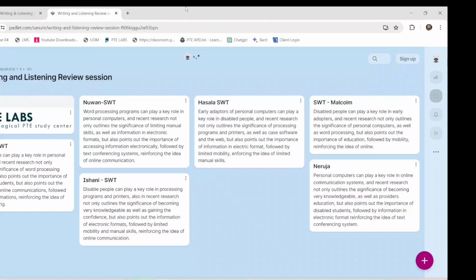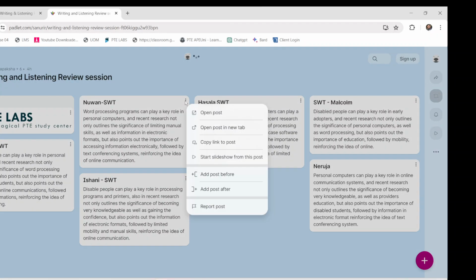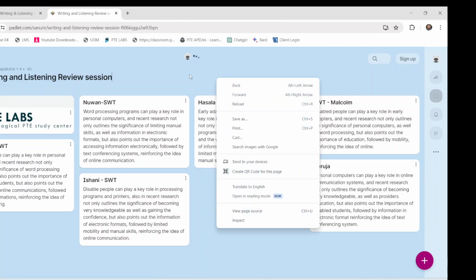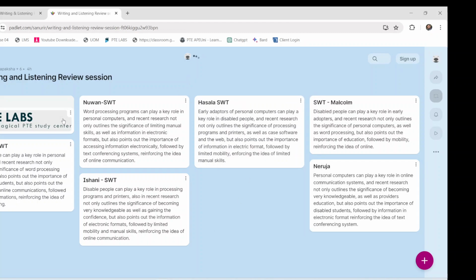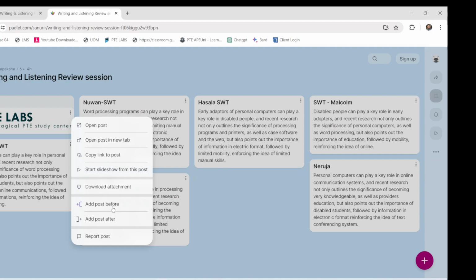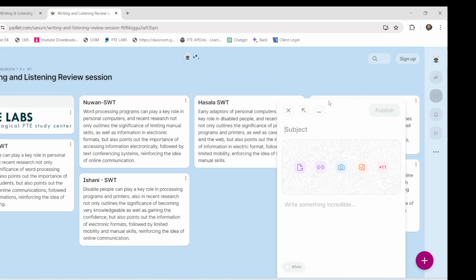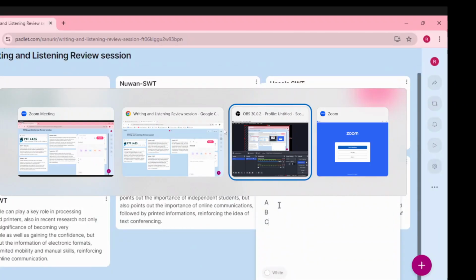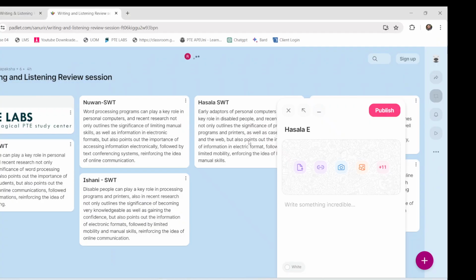And Uttara, are you in the session? Yes. So what you have to do is, let's go to the Padlet. When you click on the link, you get an interface like this, and there's this plus mark. Can you see the plus mark? So when you click on that, here in the subject area, you can type your name and then type essay. And then type the answer here. Like this. And then you can publish.